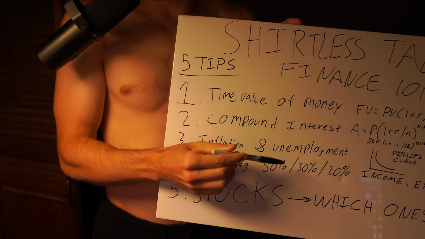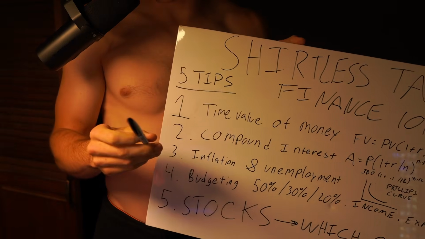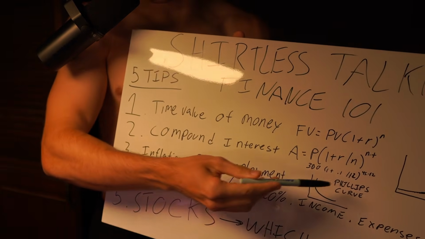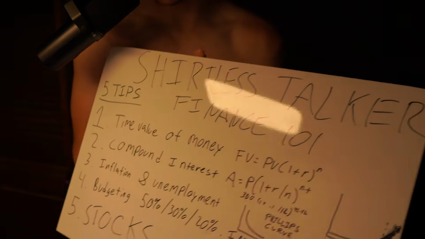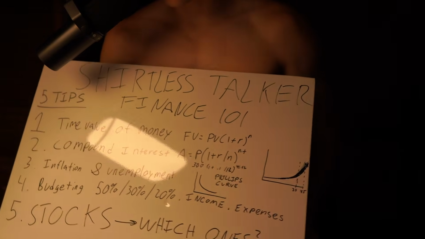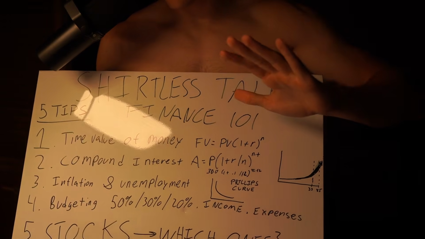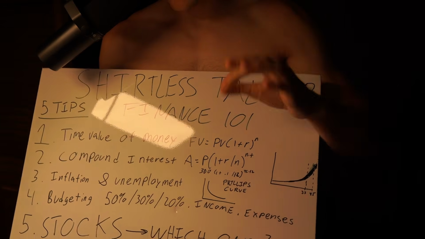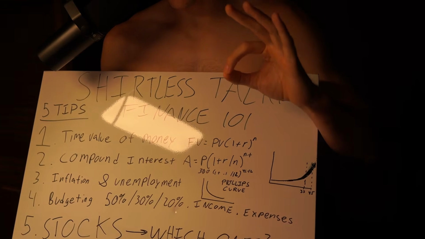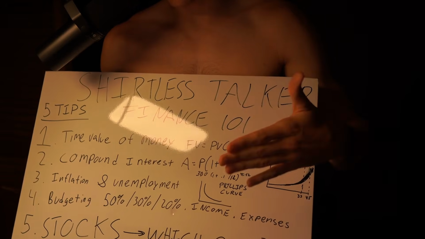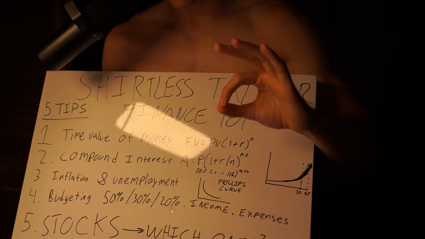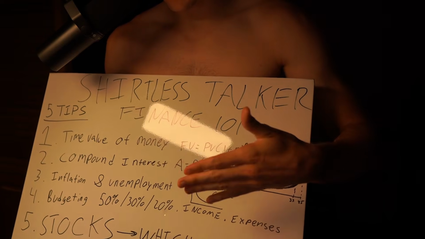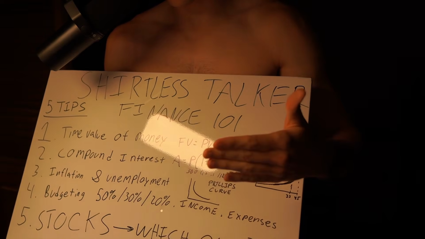Now, why do I also put in unemployment? Well, these things are actually inversely correlated under something called the Phillips curve. Now, the Phillips curve, why are they inversely correlated? Well, I'll tell you. I want you to suppose for a second that a company wants to hire more people. Well, if they hire more people, unemployment is going to go down.